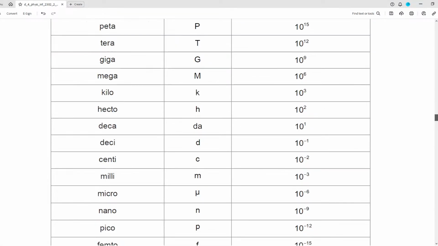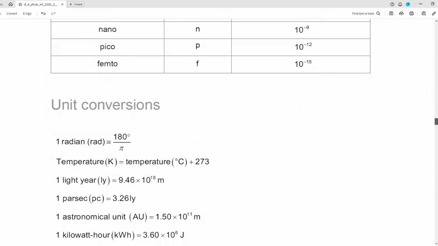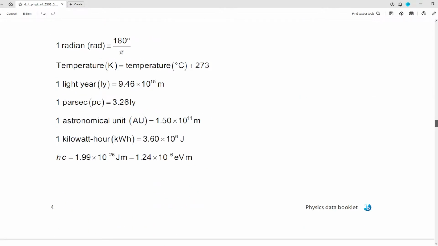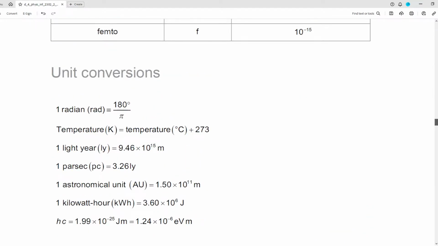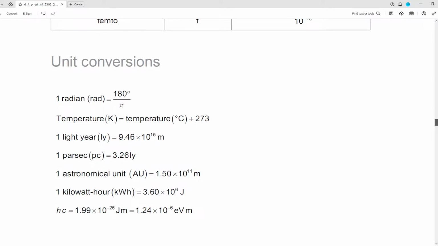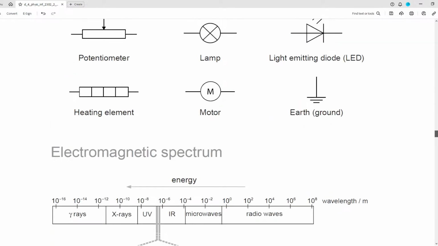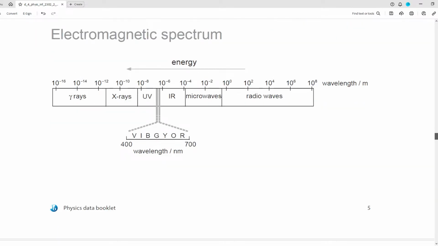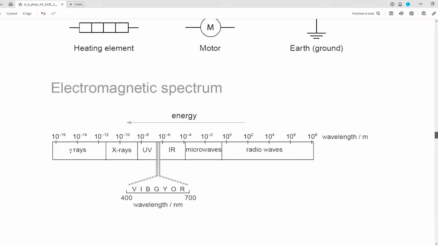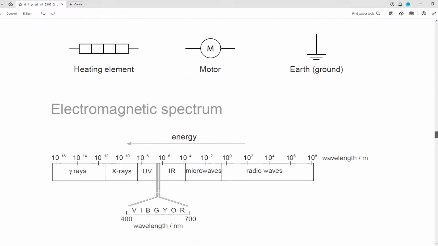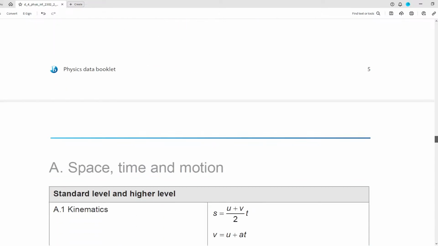Metric multipliers, pretty straightforward, speaks for itself. And then unit conversions. Once again, something you probably know mostly, but if you forgot what a kilowatt hour is, or what an AU is, they're all here. Circuit symbols, already went over that earlier, and the spectrum of light. So that's what we consider the first portion of the data booklet, the data part.